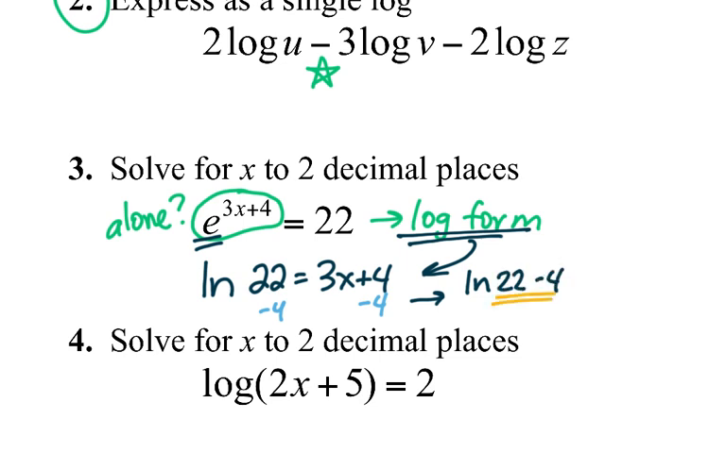Remember, you can't combine these. Don't do that. The 22 is inside the log. The -4 is outside the log. So no touchies. Okay, that becomes equal to 3x. Last step, we divide by 3. So now x should be equal to this. You could just put it directly into the calculator. Maybe open some parentheses: parenthesis, ln of 22 minus 4, close parentheses, divide by 3.